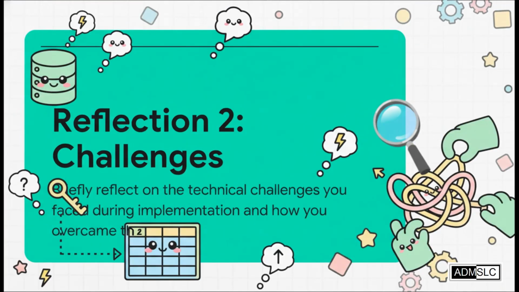Your second reflection is all about your experience with this project. What technical hurdles did you run into? Maybe you struggled with a complicated foreign key, or a query was giving you trouble. You just need to briefly describe the problem you faced, and, this is the important part, explain the steps you took to figure it out and solve it. This is your chance to show off your problem-solving skills.